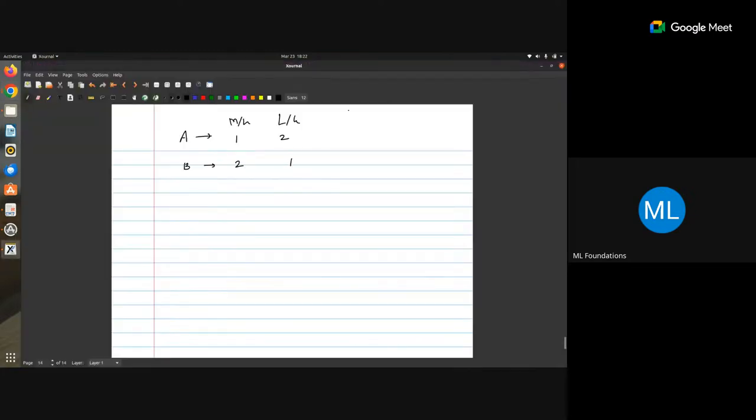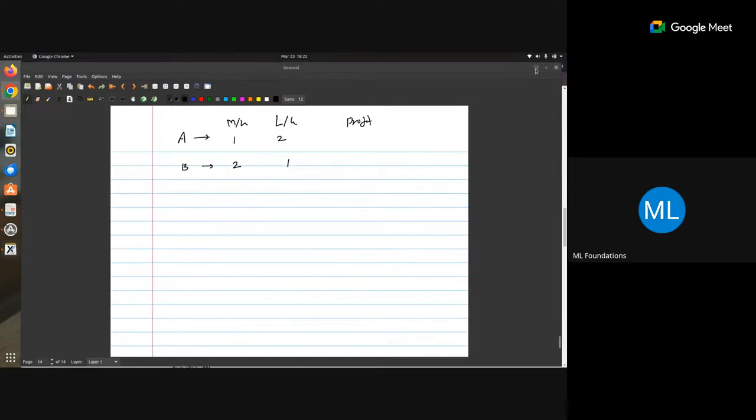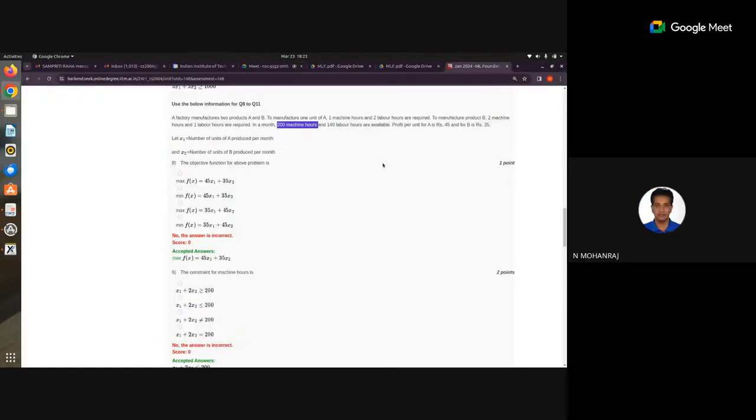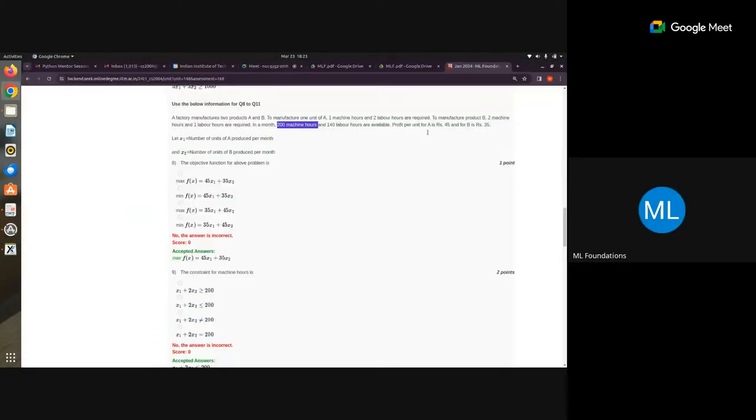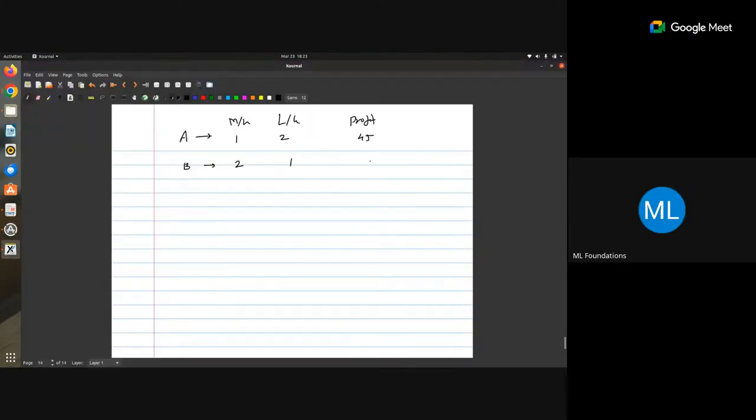But the profit I am having on selling A is how much? It is 45 rupees. And for selling B, it is 35 rupees for one unit. So suppose I'm selling X1 units of A and X2 units of B, how much profit will I gain? That is my objective function: 45 times X1 plus 35 times X2.